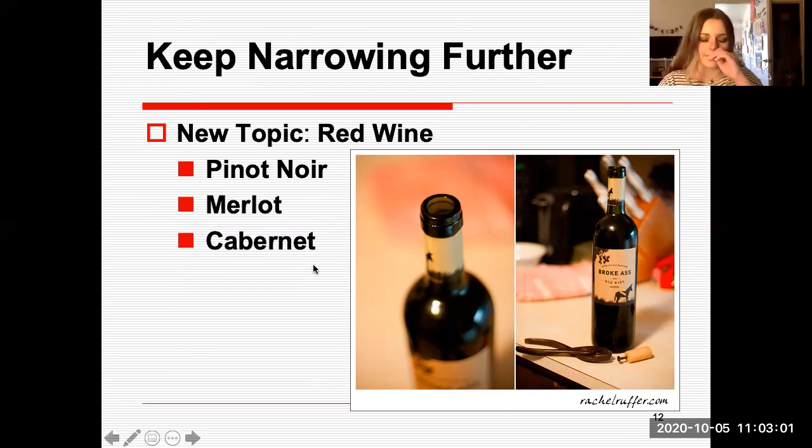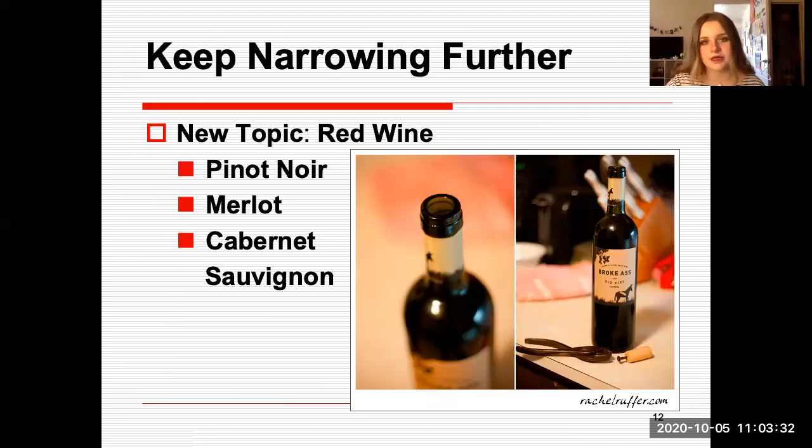And so then the 3 body points will become, so for example, I'll go ahead and give out what a little speech about red wine in this case would look like. So for example, today we're going to talk about red wine, and I'm going to go over Pinot Noir, Merlot, and Cabernet. And these 3 types of red wine are different because blah, blah, blah, according to blah, blah, blah.